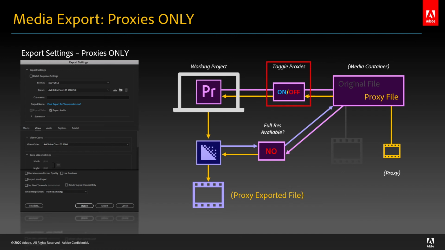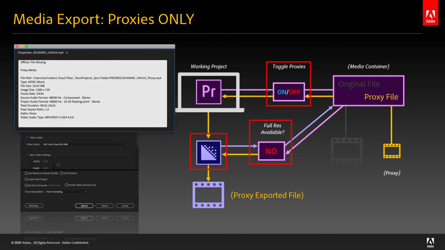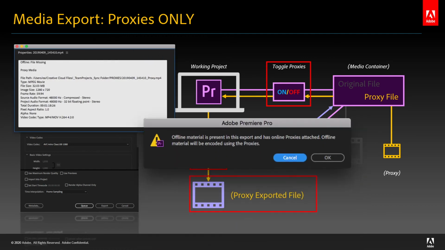When a system is only connected to proxies, we can see that toggle proxies being on or off makes no difference to what's being used for playback. The export check for source files goes out and comes back with source media is offline. A dialog informs the user of an offline issue and requests a further step to proceed with proxies being used in the export.